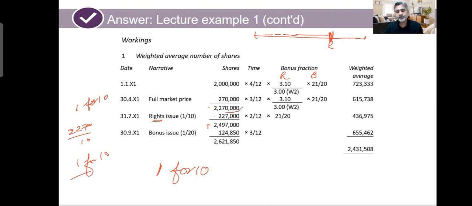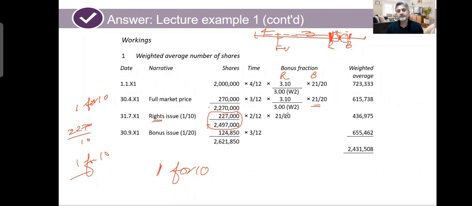So this is your number of shares multiplied by the fraction 2 by 10, because after that you will have the bonus issue. For the right issue, I'm just taking these two months. After 2 months, I will have the bonus issue. So 2 by 12, because there were 3 instances: the full market value, the right issue, and the bonus issue. This was 4 months, this is 3 months, this is 2 months, and so on. And this time I used only the bonus fraction, 21 by 20.